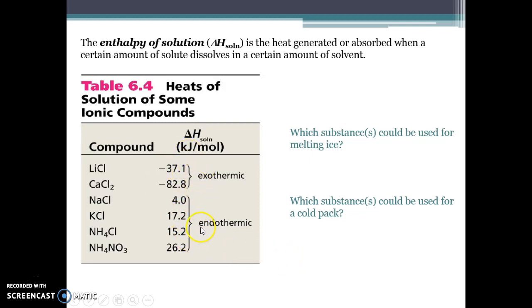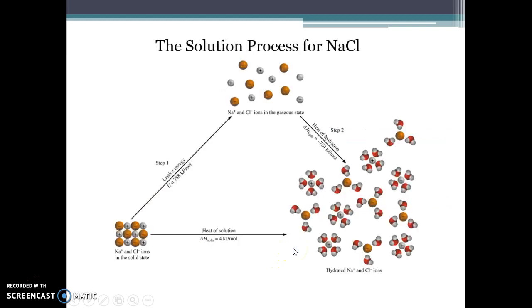Why do some create energy? Why do some absorb energy? Here's what's going on. There's a couple different things that have to happen. First, you have to break up that crystal lattice. Since you're breaking these bonds apart, and breaking bonds requires energy, I'm adding energy to break up those ions. Once those ions are broken up, then I have to hydrate the ions, surround them with water so that they're dissolving, which means that I'm going to form bonds between the hydrogens and oxygens of water and the ions. Forming bonds, creating something more stable, releases energy.